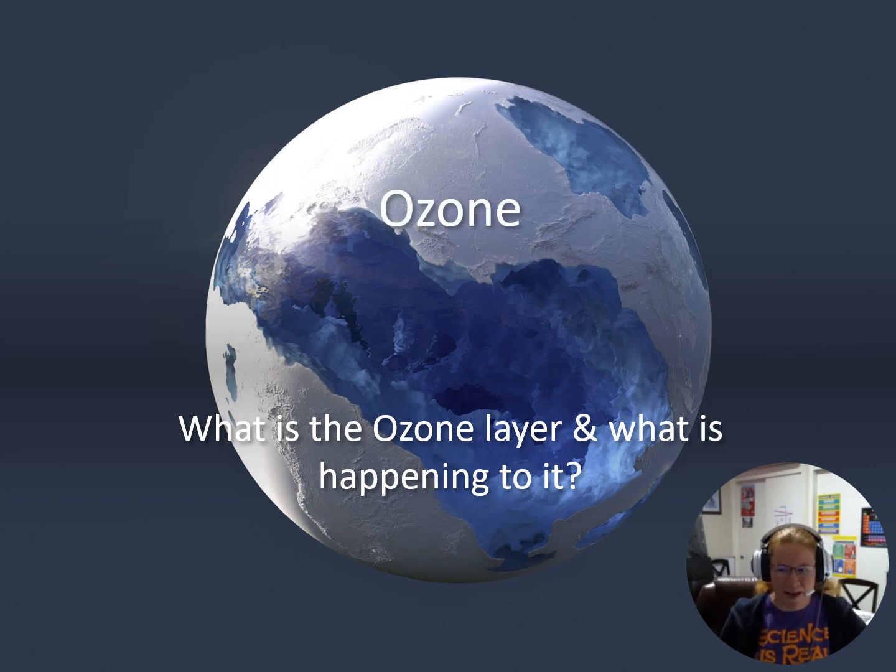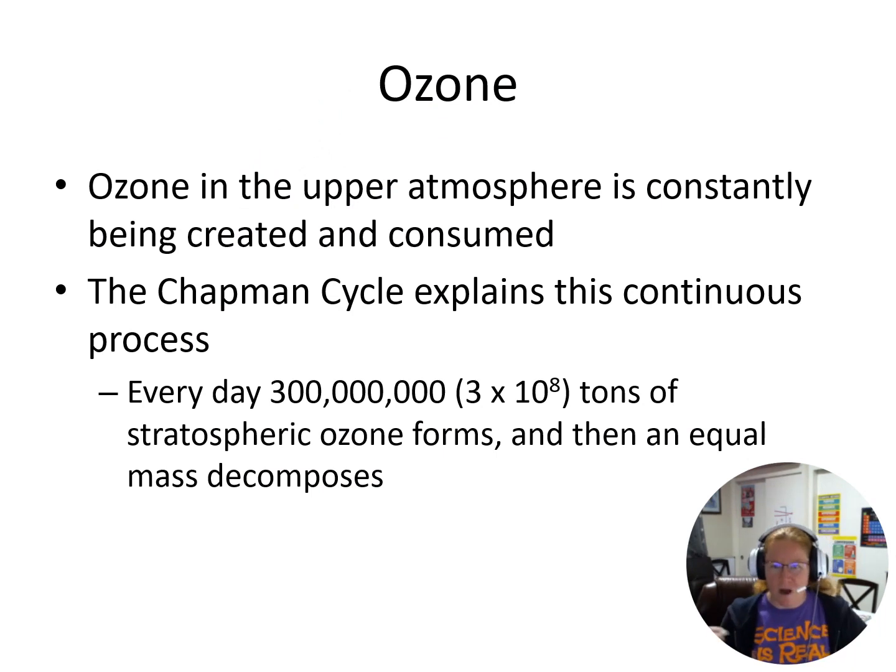Okay, now let's talk some more about ozone. So what is our ozone layer and what is happening to it when we talk about holes in the ozone layer? Okay, so ozone in the upper atmosphere is constantly being created and consumed. There's something called the Chapman cycle that explains this process. And so every day, ozone forms and then a whole bunch of stuff decomposes.